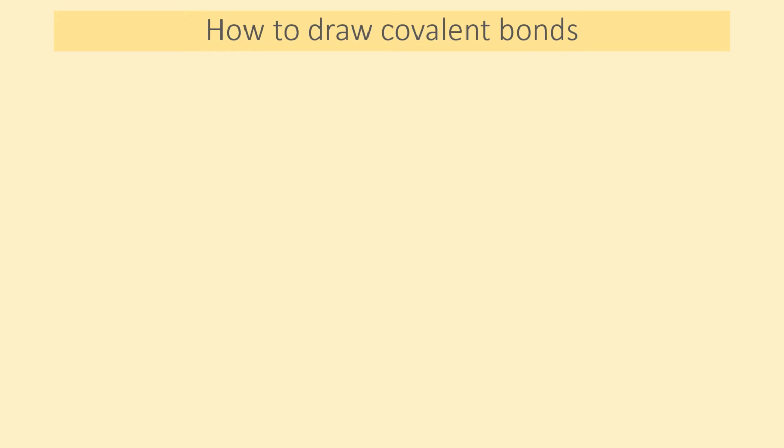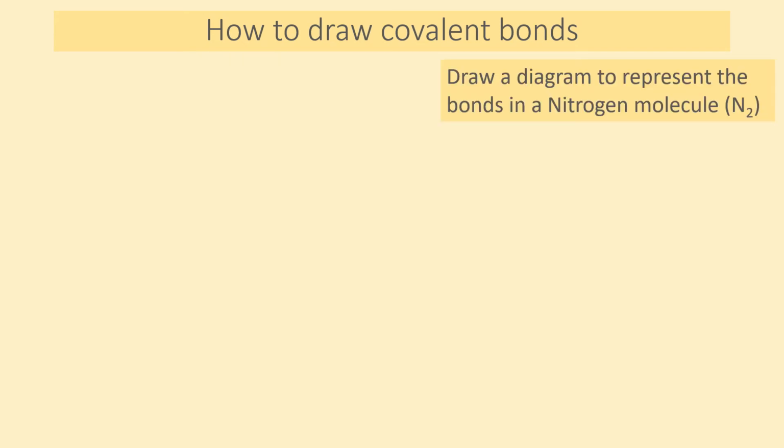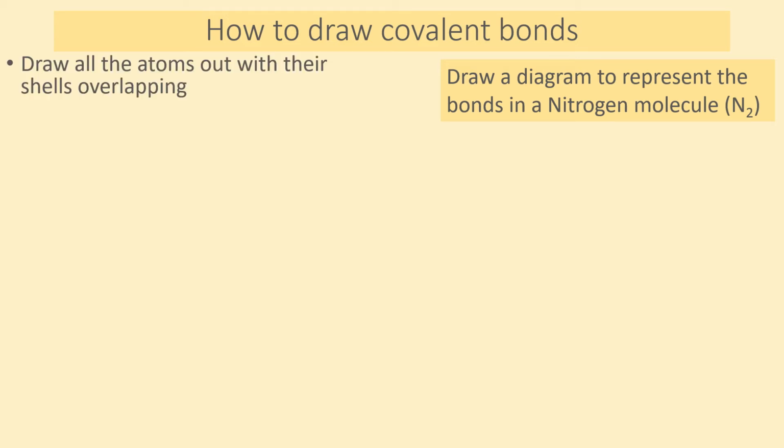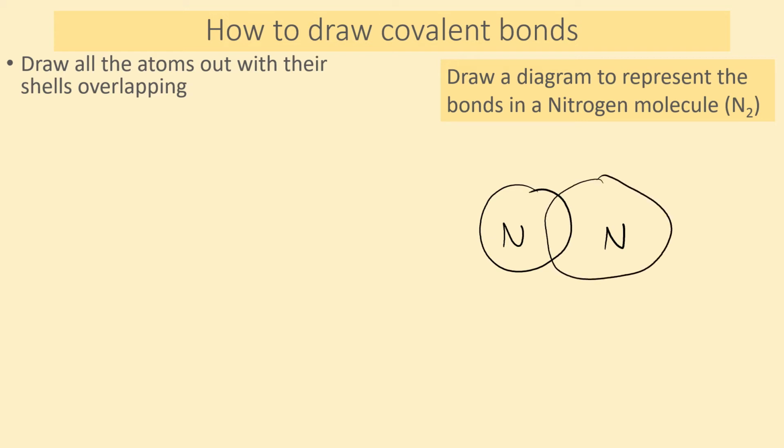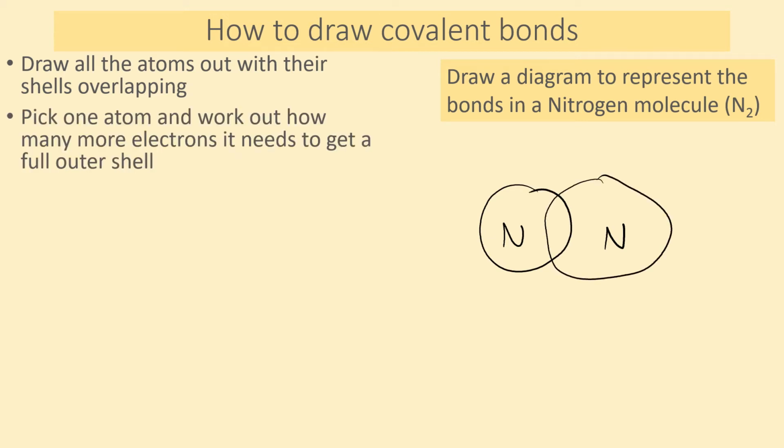Oh, right, I'm going to have to do another one now. Let's have a look. I need to draw a diagram to represent the bonds in a nitrogen molecule. Do have a go if you reckon you could do this yourself now from following those steps. If not, we're going to go along with it. First off, I need to draw my atoms out with my shells overlapping. So I've got a nitrogen, and my shells overlapping. Easy so far.